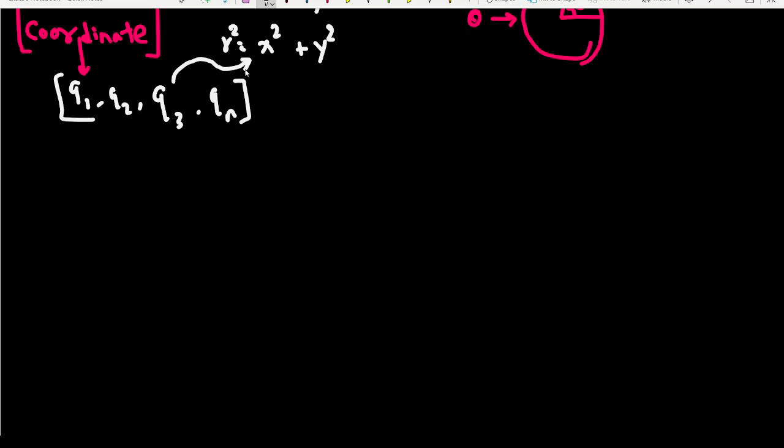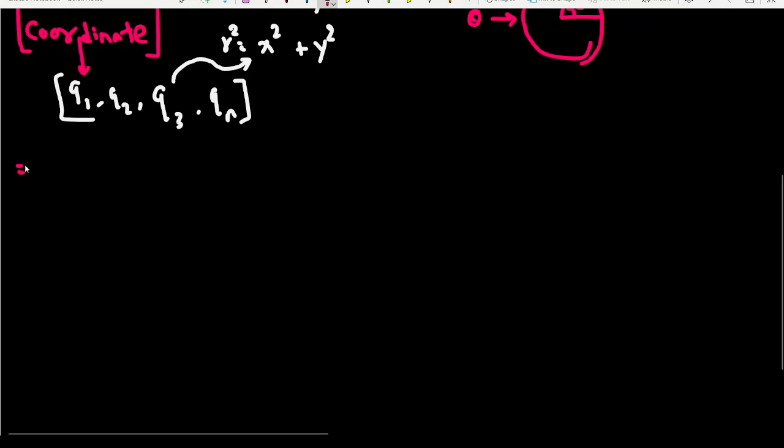We also know that there's a relationship between the polar coordinates and the Cartesian coordinates. Then how can we write the relations between the generalized and the Cartesian coordinates? We can write this in a very good way, and that is this.